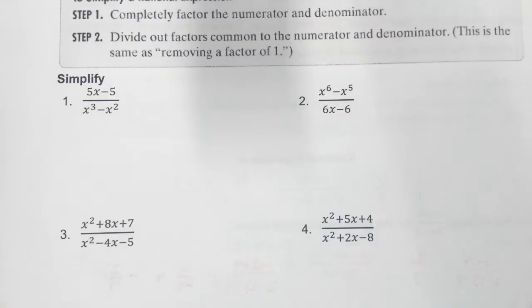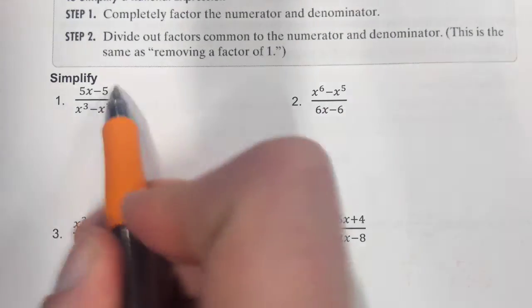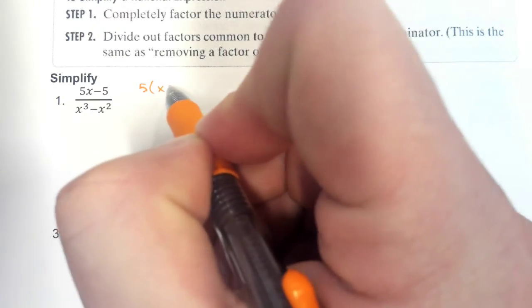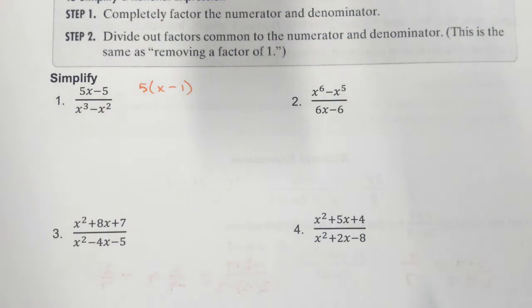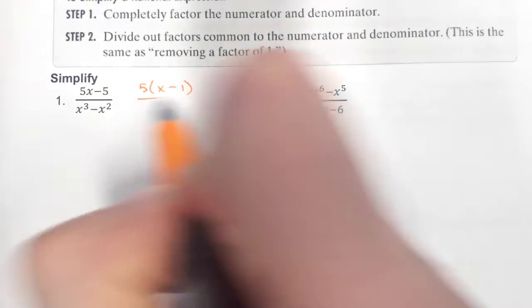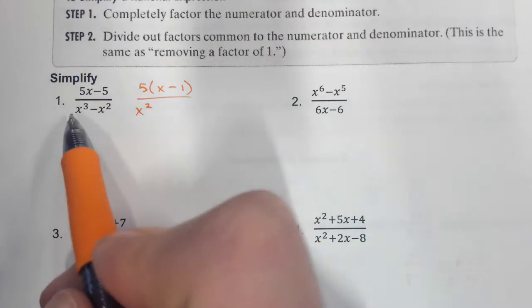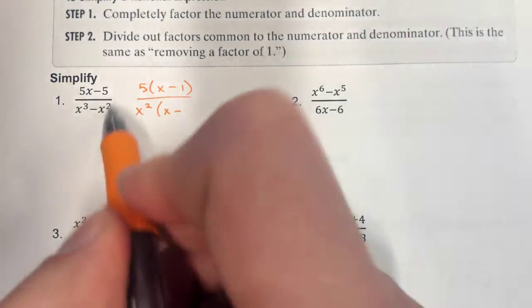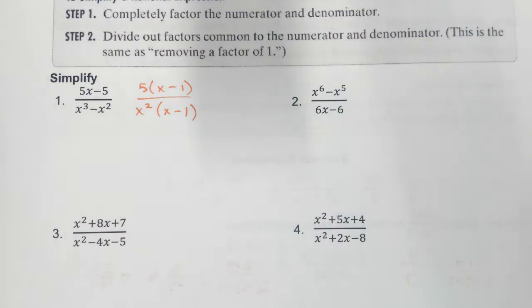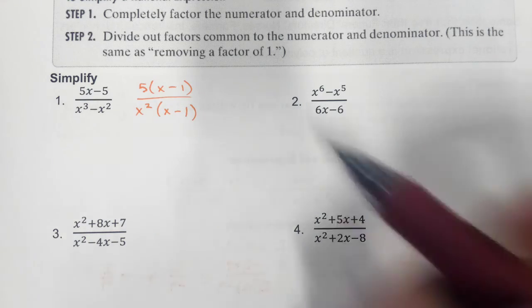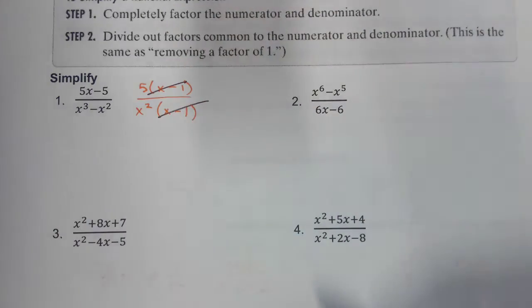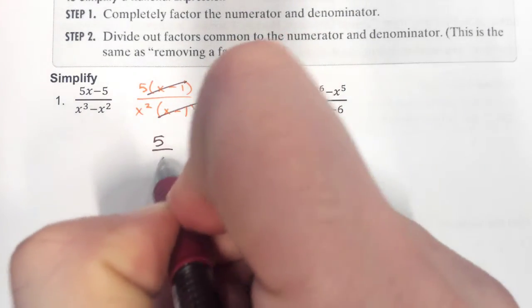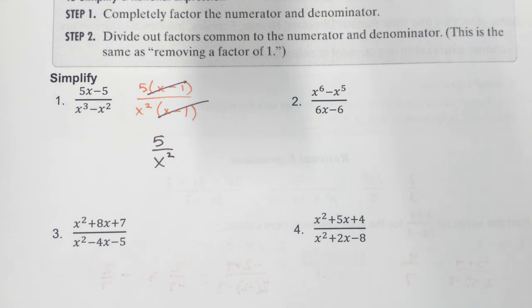The first one, I've got in my numerator a GCF of 5. If I were to divide by 5, that would leave me with x minus 1. In my denominator, again, I have a GCF, this time of x squared. X cubed divided by x squared leaves me with an x, minus x squared divided by x squared, 1. Oh my goodness, look at that. There's an x minus 1 on the top and bottom for factors. They cancel each other out, leaving me with the final simplified fraction of 5 over x squared.